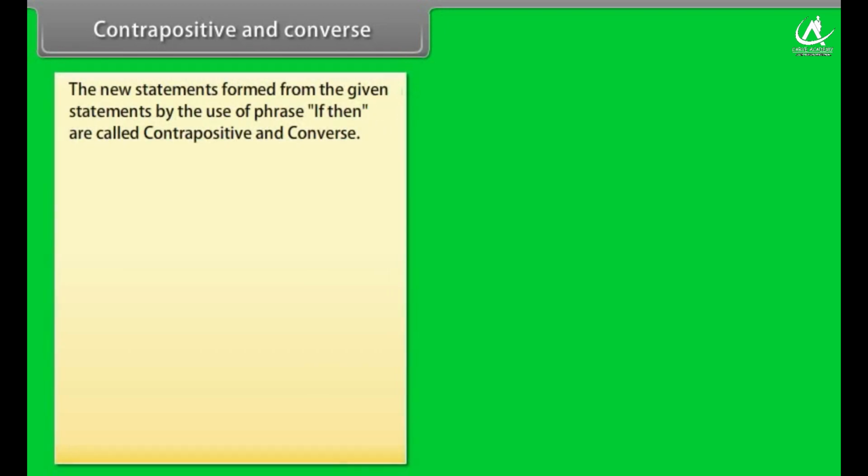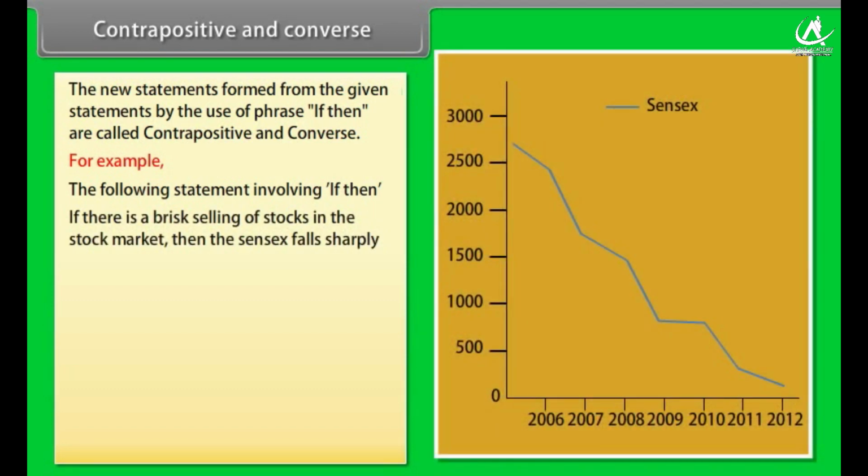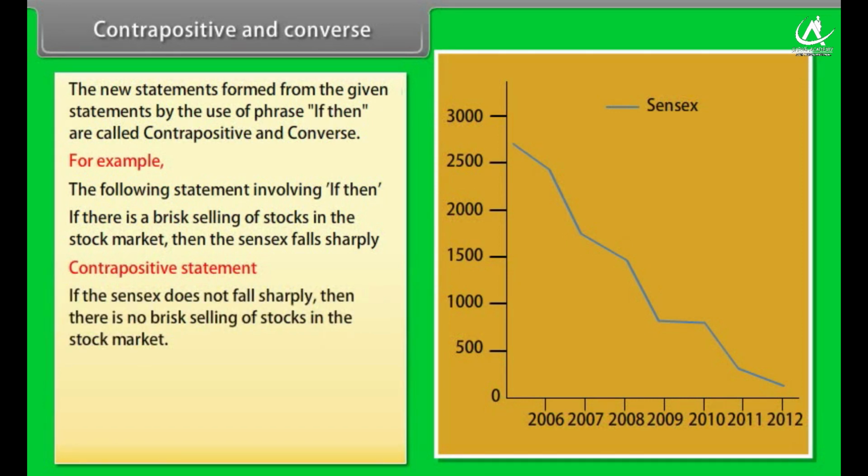Contrapositive and converse. The new statements formed from the given statements by the use of the phrase if-then are called contrapositive and converse. For example, the following statement involving if-then: If there is a brisk selling of stocks in the stock market, then the Sensex falls sharply. Contrapositive of the statement is: if the Sensex does not fall sharply, then there is no brisk selling of stocks in the stock market. Both the statements convey the same meaning.